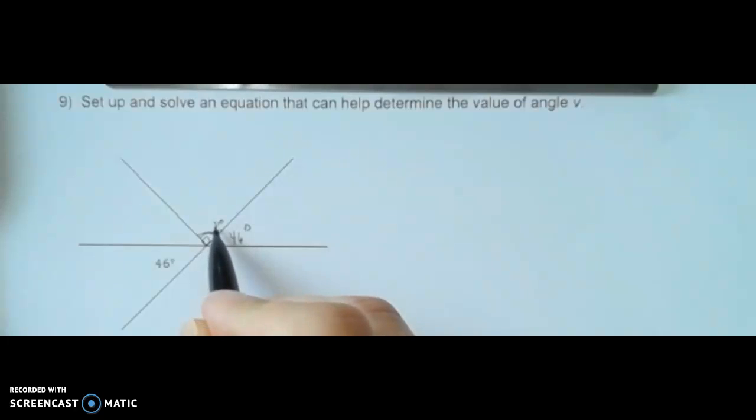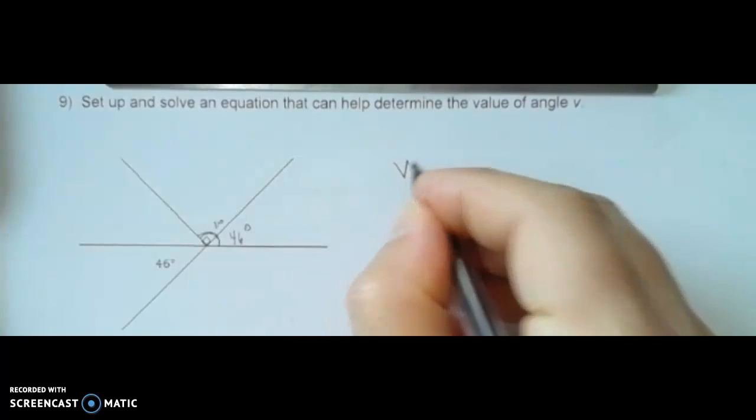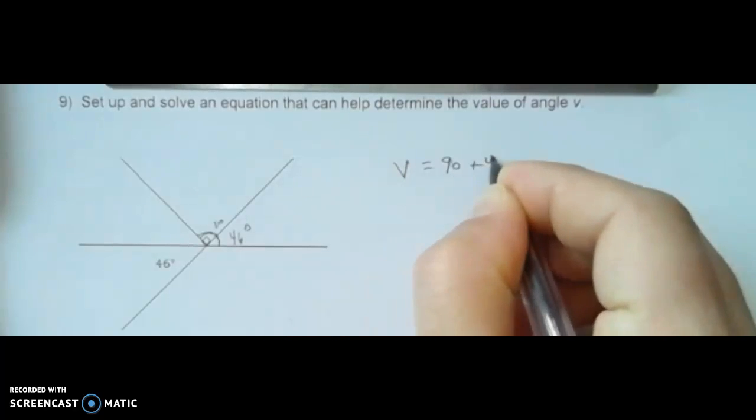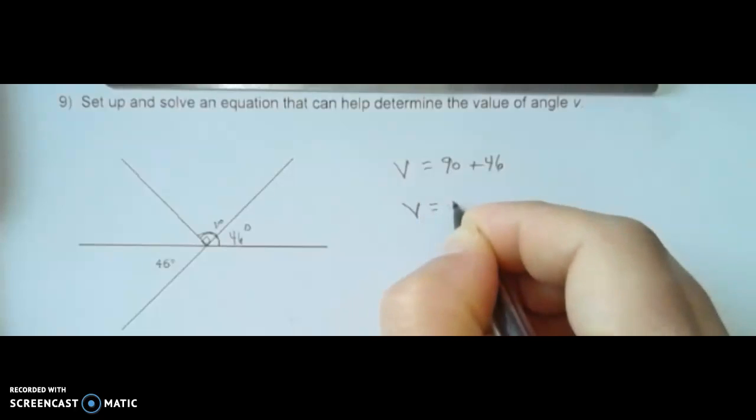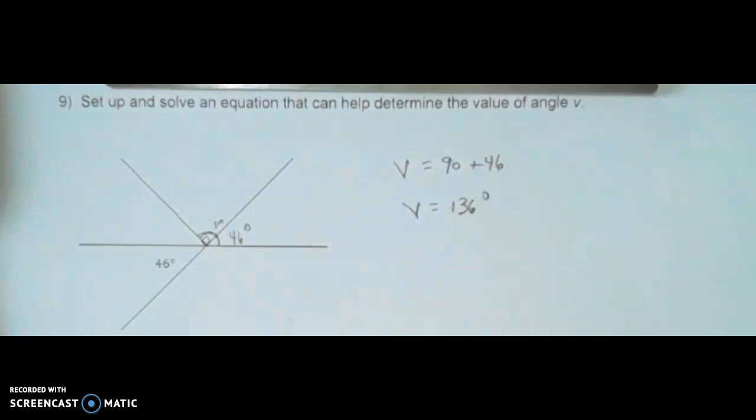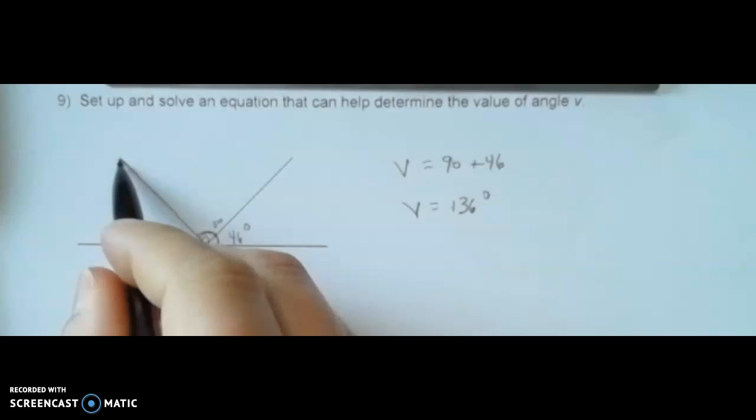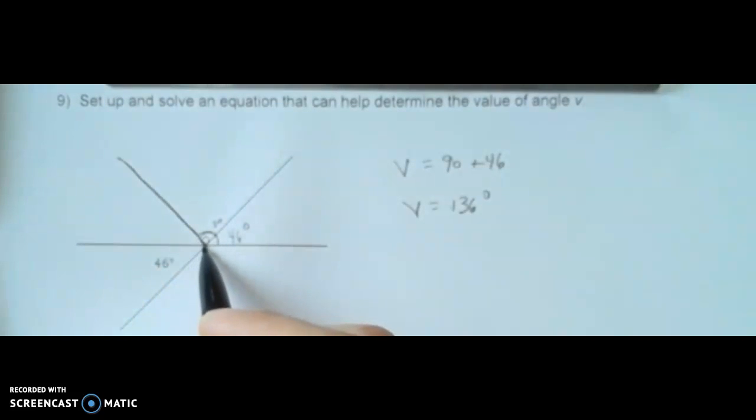So to get angle V, I need to take this angle, which again is 90, and add it to this angle, which is 46. So V equals 90 plus 46, which means that V is a 136 degree angle. So this angle right here, which again is labeled V, this angle is 136 degrees.